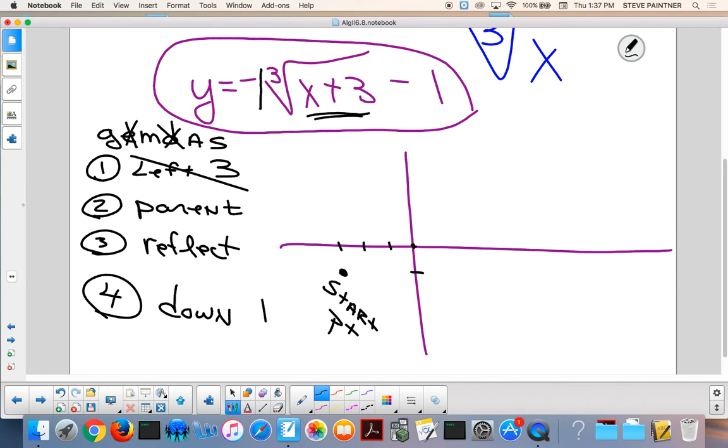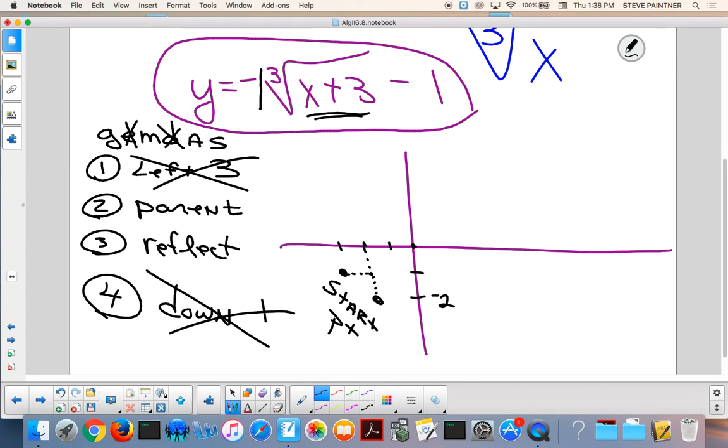I already did this. Just do what the parent does, but do it what? Opposite. So upside down, or you could say opposite. I know what you mean. Okay, so usually the parent goes where? Right there. Right 1, up 1. But you're going to go where? You're going down 1, so you're at -2 now.